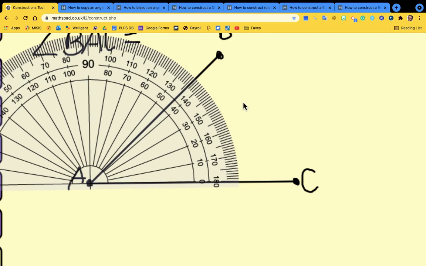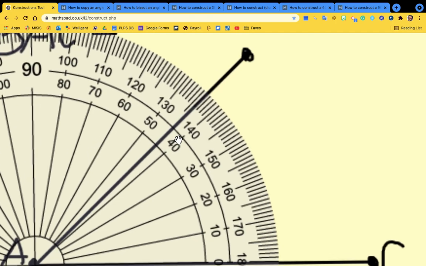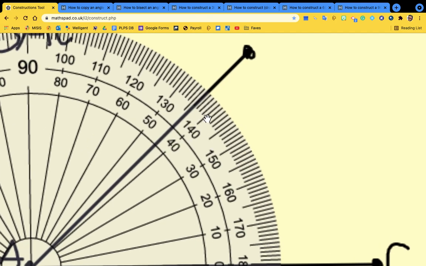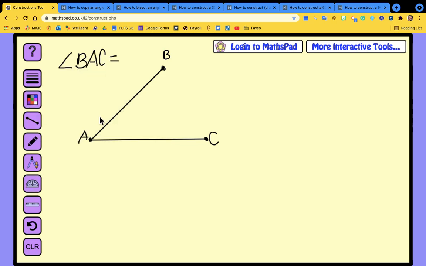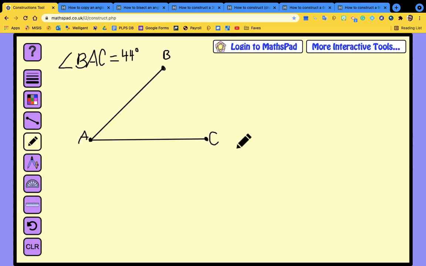And then we see, where does B go towards? Remember that this is less than 90. It hasn't gotten up to 90 yet. So if this is 40 right here, this big line is 40, 41, 42, 43, 44. So BAC is equal to 44 degrees. What we're going to do, everybody, is copy our angle.